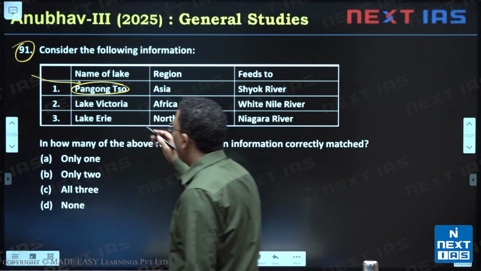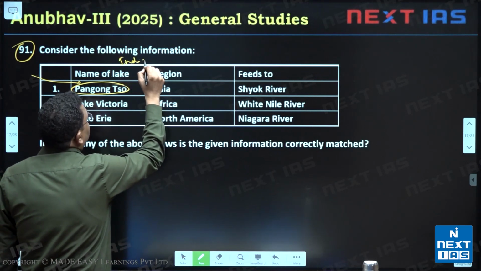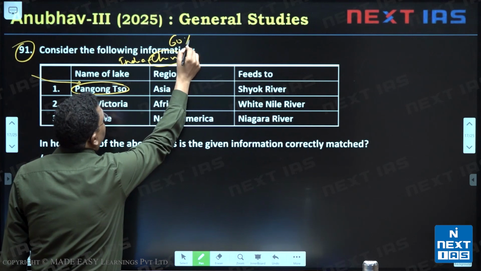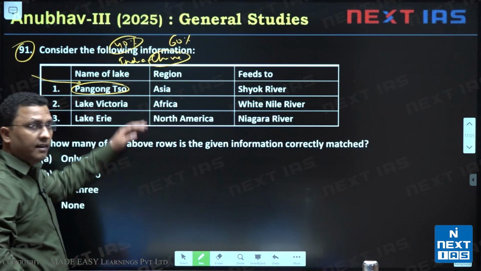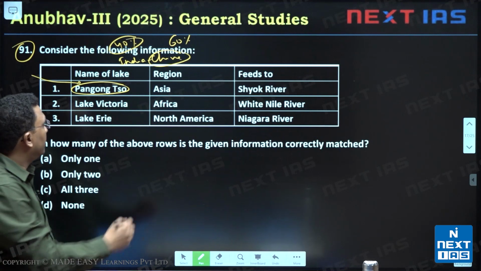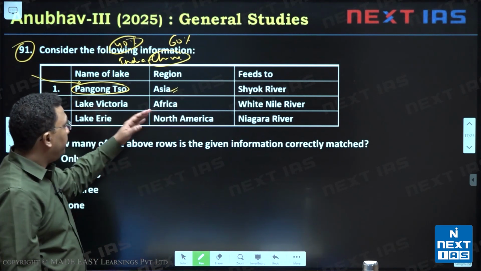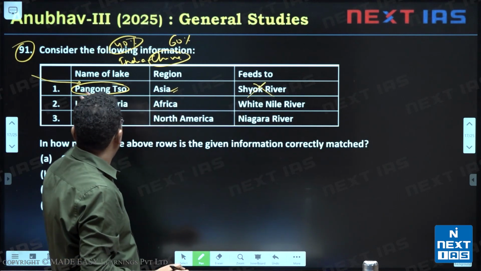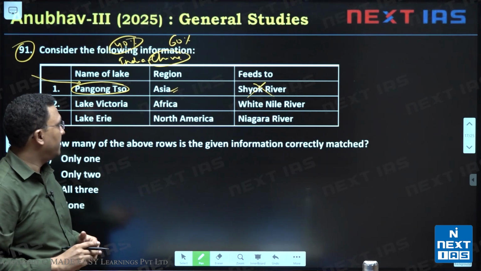So Pangong Tsaw lies on the India-China border. 60% of the lake lies in China and 40% of the lake lies in India, in the Ladakh region, right? So the region given here, Asia, is correct, right? Feeds to Syok River, this is not correct, right? This Pangong Tsaw lake is not a part of the Indus River basin, right?